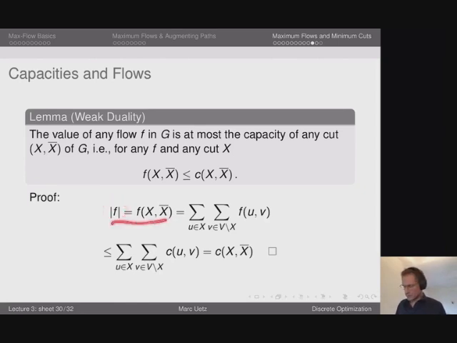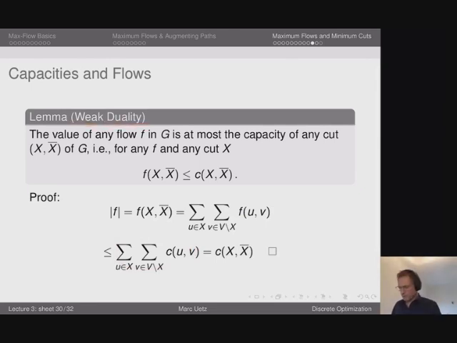We already did that in the previous proof, right? So that is just all the flow values collected for all the edges from X to the complement of X. And we know that these flows are feasible flows, so they must fulfill the capacity constraint. So the flow value is upper bounded by the corresponding capacity. And now this sum here is exactly the definition of the capacity of the cut. So that is also known as weak duality.